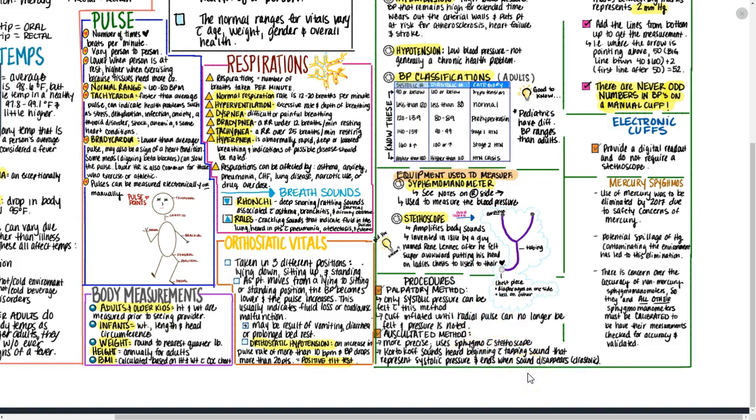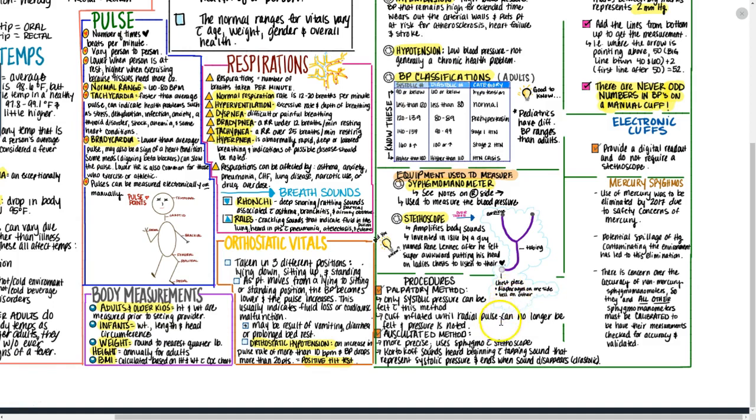So, procedures to take the blood pressure. There's the palpatory method, and you can only get a systolic reading from this method. What you do is put a cuff on the patient and inflate it, and the whole time you're inflating it, you're palpating the radial pulse with your fingers. Once you can no longer feel that radial pulse, you note the blood pressure.